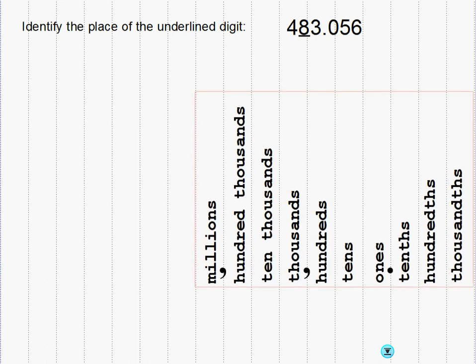If you don't have a place value chart, go ahead and stop the video and copy this one. And then let's go ahead and copy our number. We'll copy it between the lines. This just keeps everything straight. Decimal goes on the line, not between the lines.